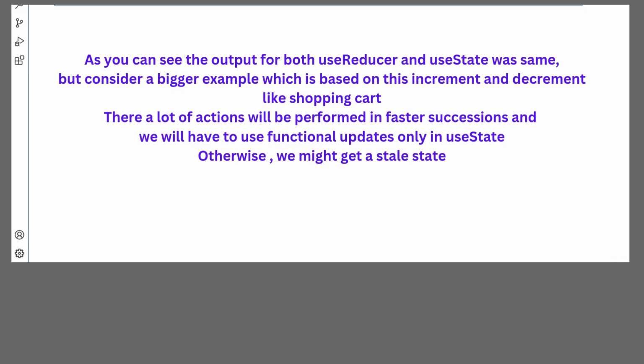As you can see, the output for both useReducer and useState was the same, but consider a bigger example based on this increment and decrement, like a shopping cart. A lot of actions will be performed in faster succession and we will have to use functional updates only in useState. Otherwise, we might get a stale state. This I have already explained in my video on useState. I will give the link for that in the description. Do check that out to understand more about functional updates.